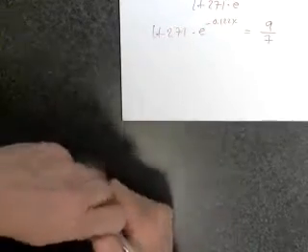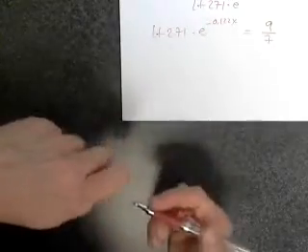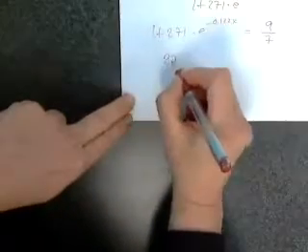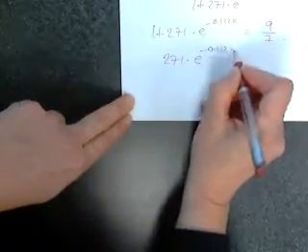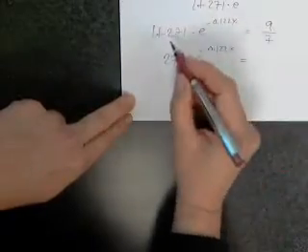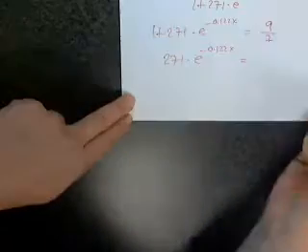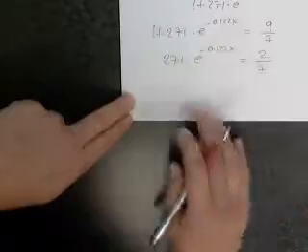What would be the next step? Very good. 9 over 7 minus 1 is minus 7 over 7, which is 2 over 7.